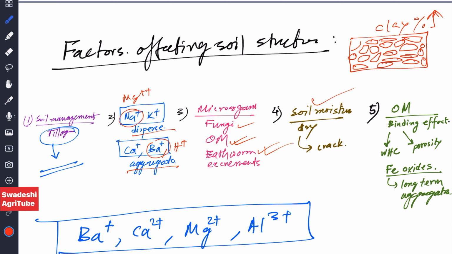And the fifth one is that we all know that organic matter is the binding factor, because it has the chelating power. Okay, and because of that chelating power, soil particles aggregate. And because of the presence of the organic matter, we know that there will be more pore space and more water holding capacity. Okay, and the ferrous oxide, the sesquioxide actually works as the cementing agent.